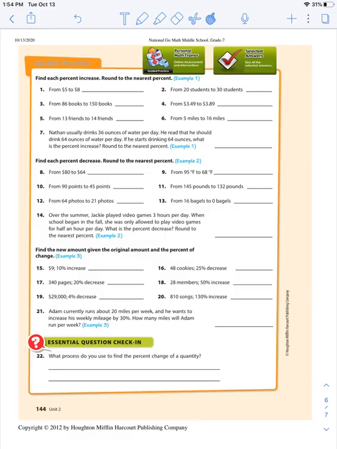All right, your homework today is going to be numbers 1 through 19 odd. So remember, this means every other number: 1, 3, 5, 7, 9, 11, 13, 15, 17, 19.